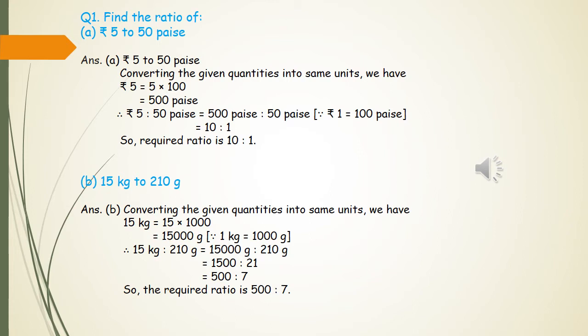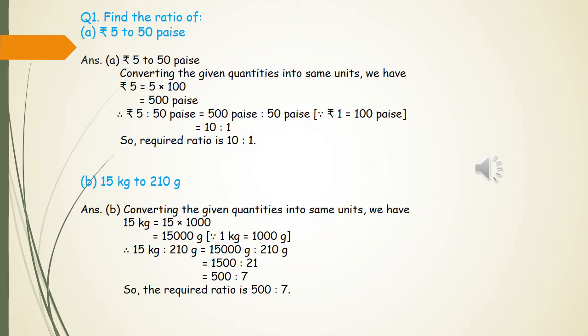Question number 1, we have to find the ratio of rupees 5 to 50 paise. Now here two quantities are given in two different units and we know that we have to bring them to a common unit. As we know that 100 paise is equal to 1 rupee, so 500 paise will be equal to 5 rupees. So 5 rupees can be replaced by 500 paise. So 500 paise divided by 50 paise will be 10:1.